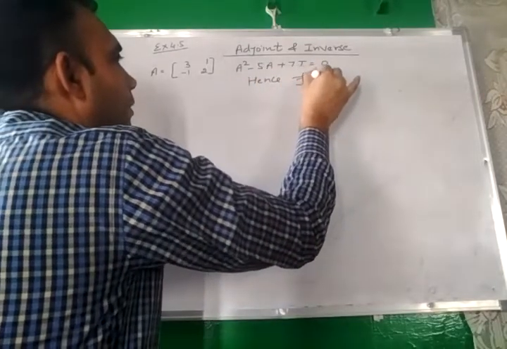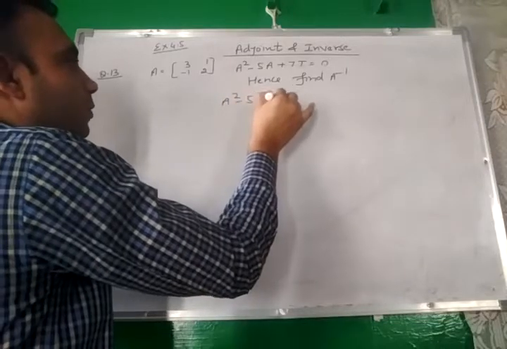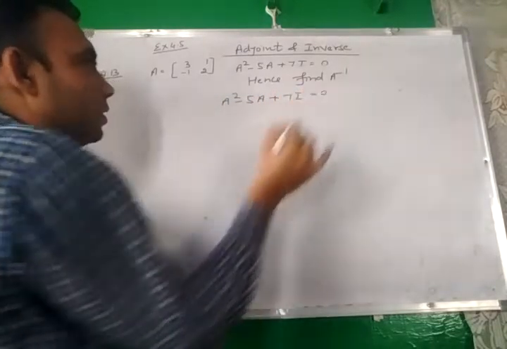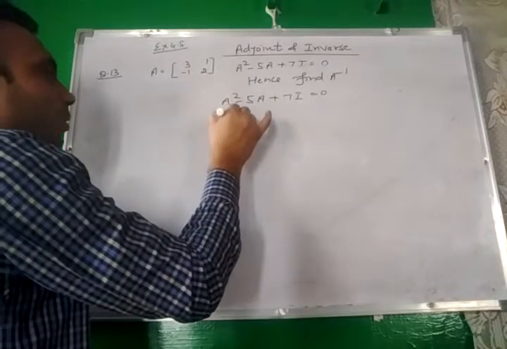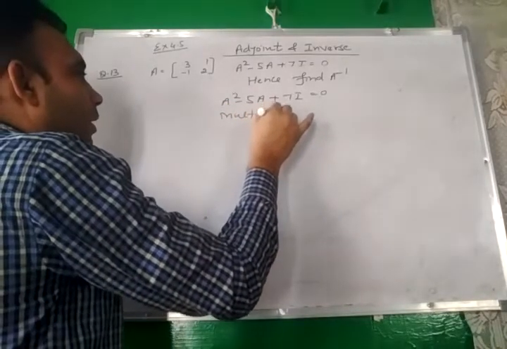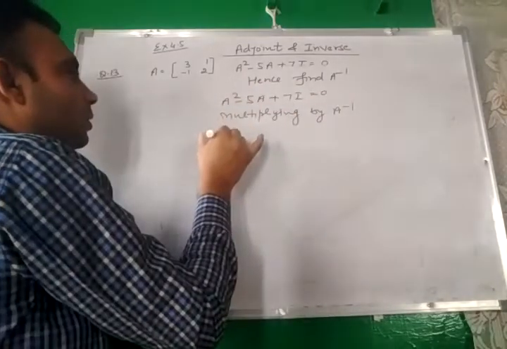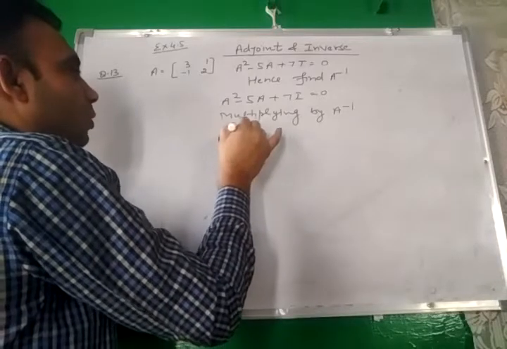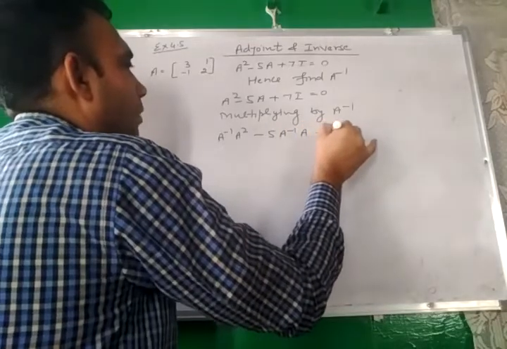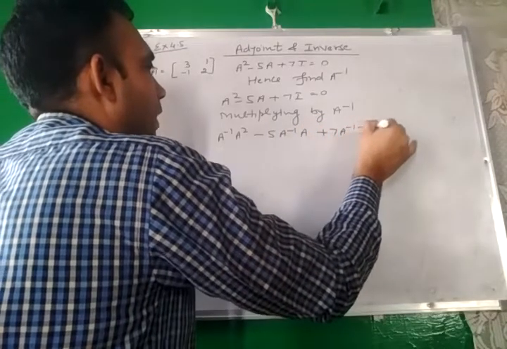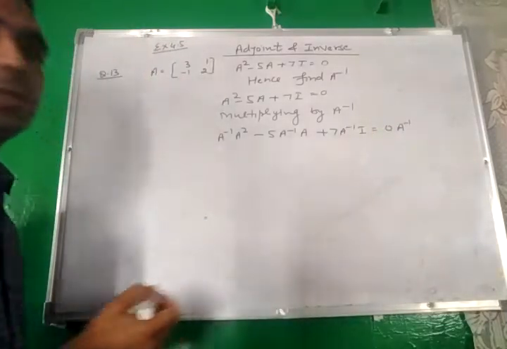हैंस फाइंड A इनवर्स। नाउ गिवन इक्वेशन इज A square minus 5A plus 7I इज इक्वल टू 0, मल्टीप्लाइंग बाई A inverse. What we get? A inverse into A square minus 5 A inverse into A plus 7 A inverse I is equal to 0 into A inverse. Okay?